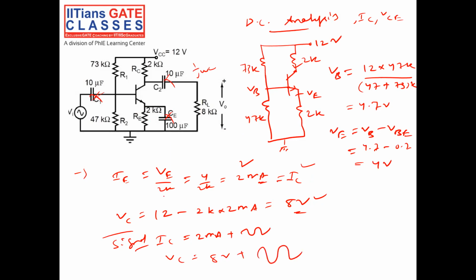Whenever I apply an input signal, what will happen? A signal will be superimposed over the DC. Similarly, in the output, over the DC voltage, AC will be superimposed. Then I am interested in calculating the magnitude of output voltage by the magnitude of my input voltage, V out divided by V in. This I am interested in. So for doing that, I have to do the AC analysis.